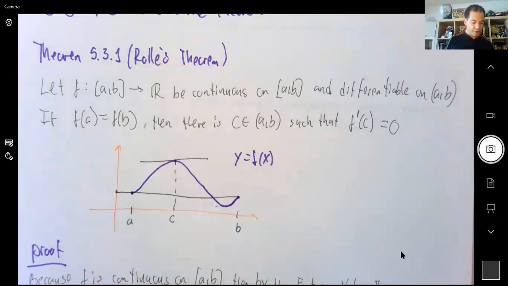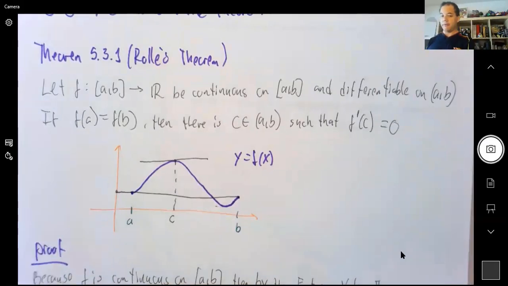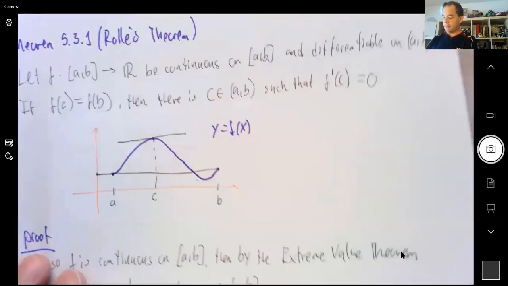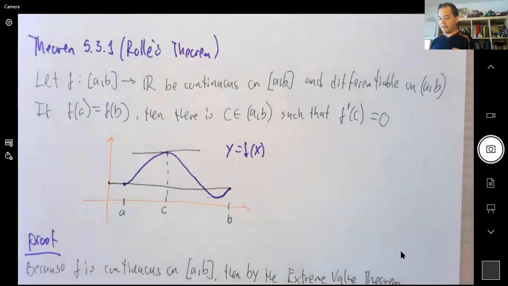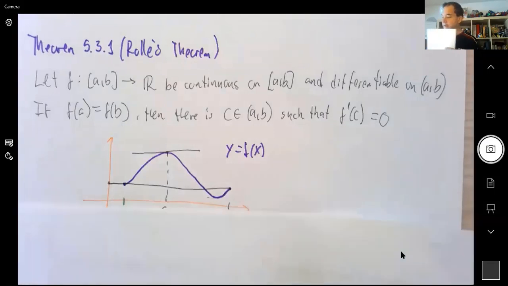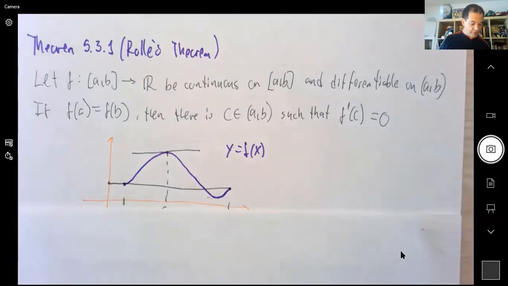All right, so now we're ready to prove the main one, the mean value theorem, the one that is not the particular case, but the one that is in all its generality. I'll put it right here. So let's write the statement. So this is 5.3.2.